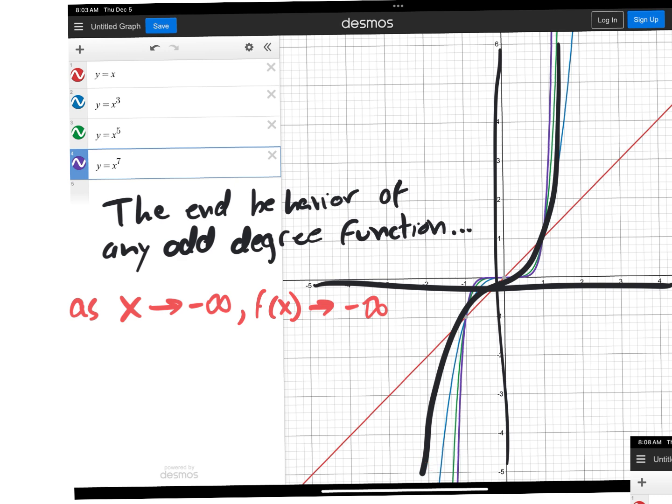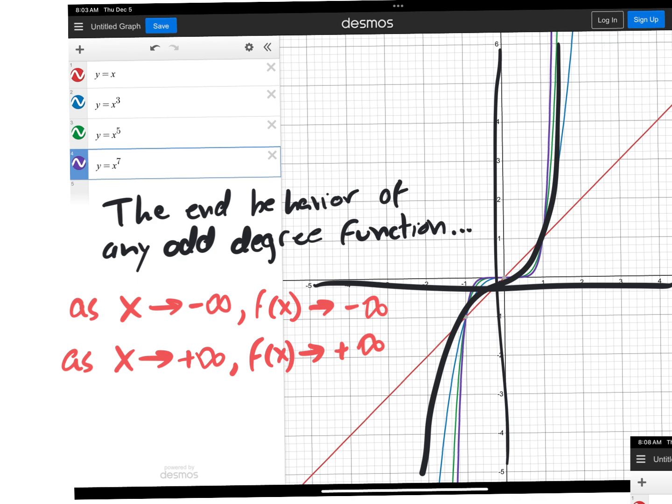Now let's look at it to the right. As x approaches positive infinity, that means as you're looking at it to the right on the x, then your y values, your f of x values approach what? Positive infinity. As you go to the right, where are your y values at? They're up there in positive infinity. Cool.